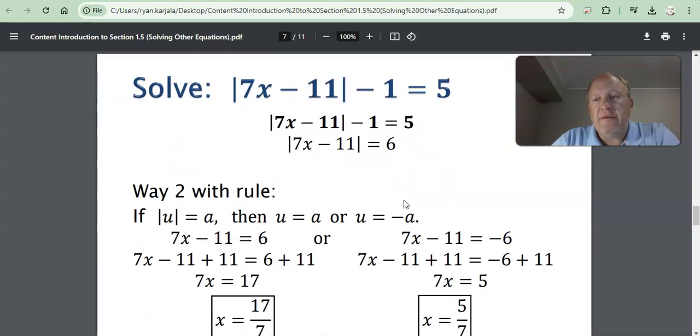Here's method number 2. This is the one I like to do. So you're going to do the same thing. You're going to isolate the absolute value. You're going to add 1 to both sides. So if I add 1 here, that goes to 0. Add 1 here, that goes to 6.